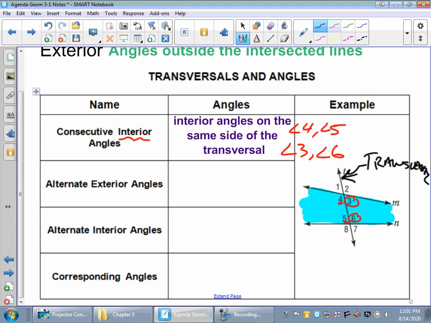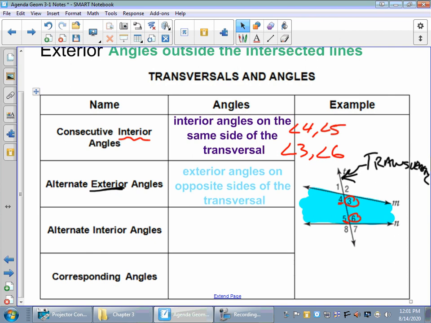Okay, next would be the alternate exterior angles. So it's going to be the angles that are outside of the two lines. So 1, 2, 7, and 8 would be exterior angles. But alternate exterior angles, they are exterior angles that are on the opposite sides of the transversal. So we're talking exterior, but on alternate sides, on opposite sides of the transversal.